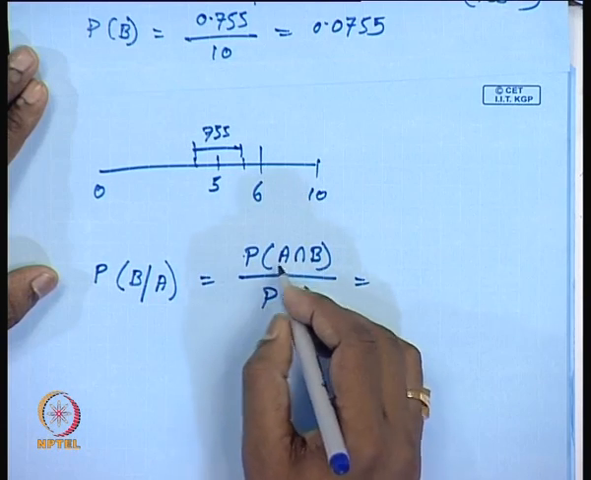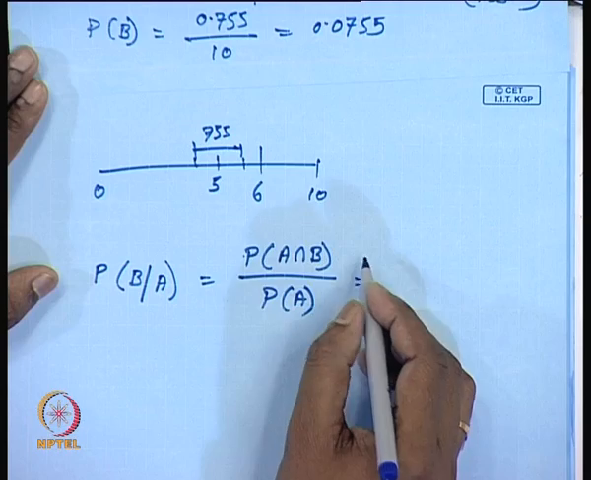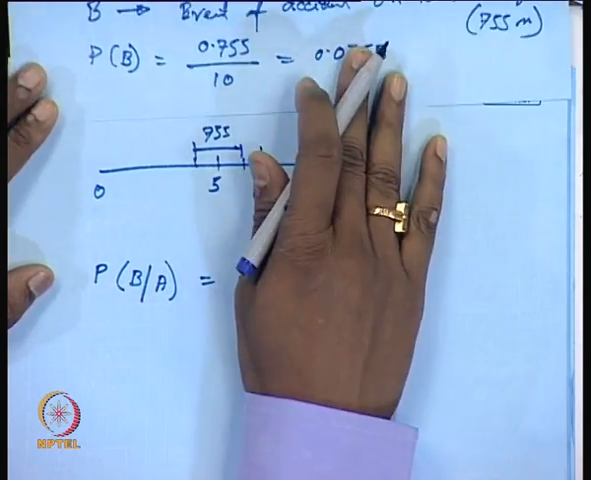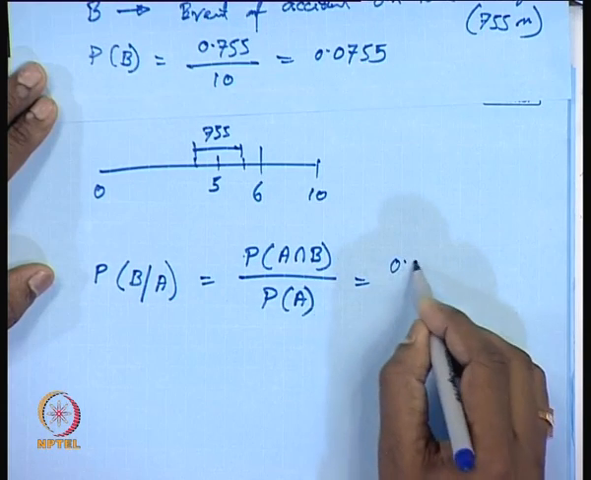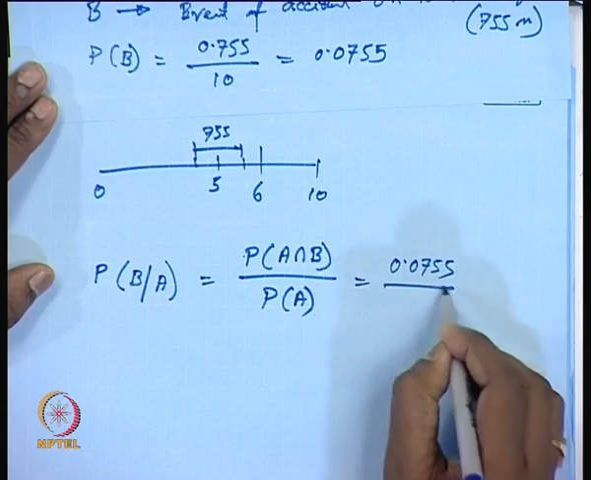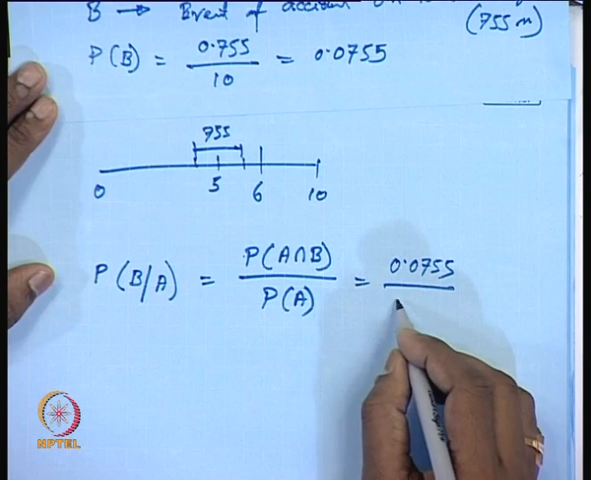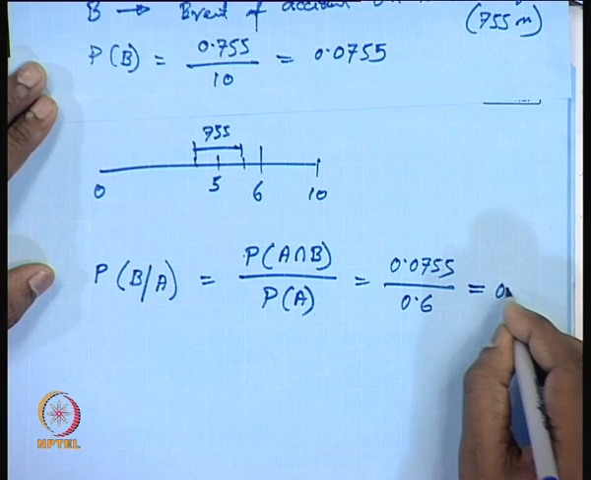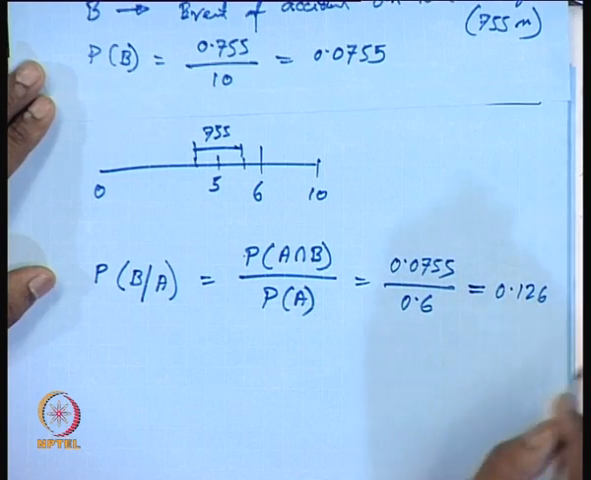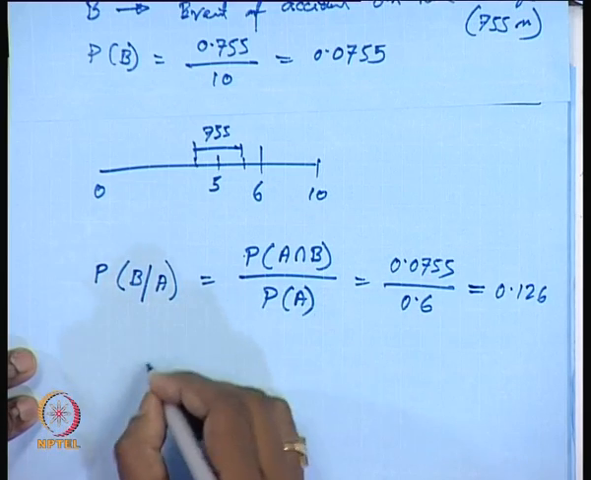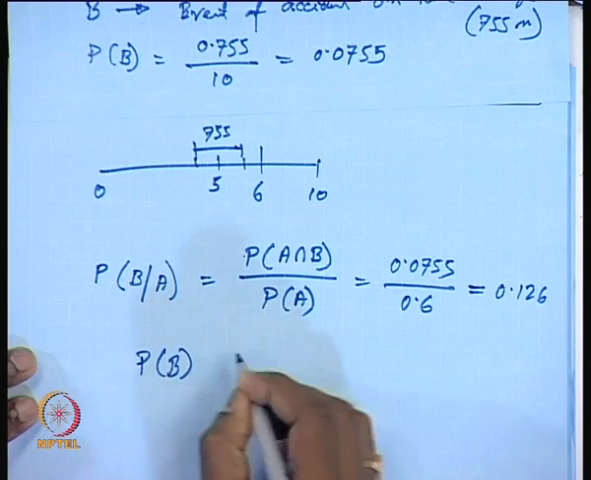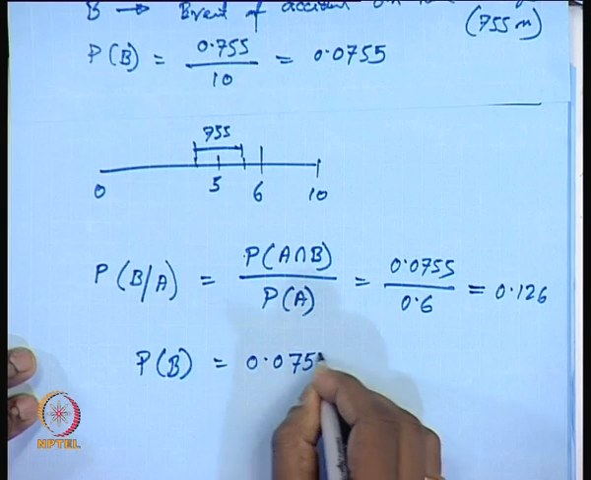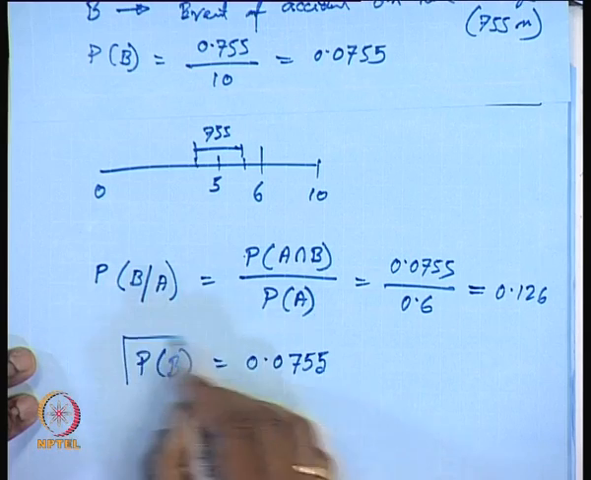Which is nothing but equal to the probability of B, which is the probability of B that we got earlier, 0.0755, divided by probability of A, which is 0.6, which is 0.126 as we got in this calculation. So if you compare, the probability of B is 0.0755. So this is the probability that we got.